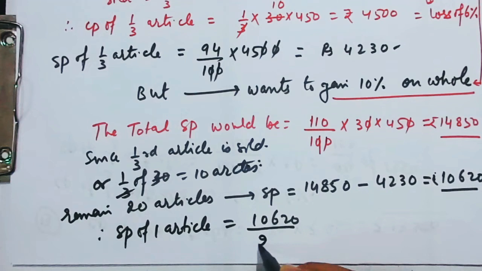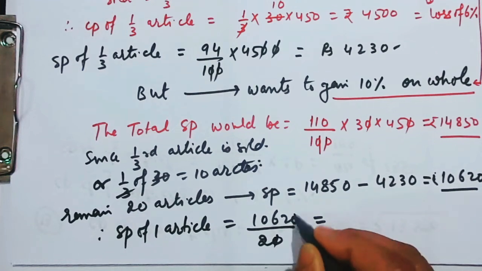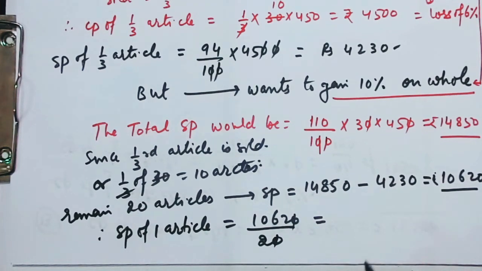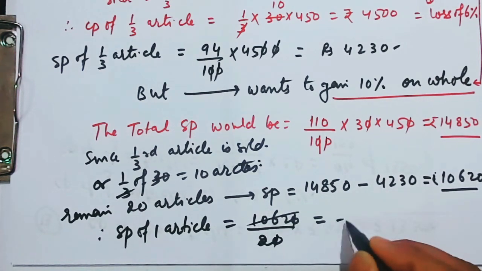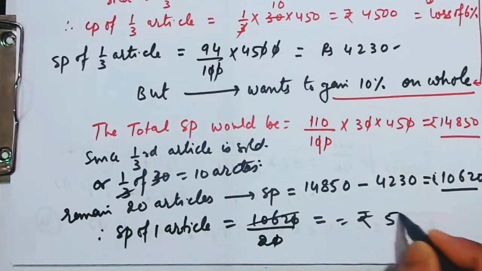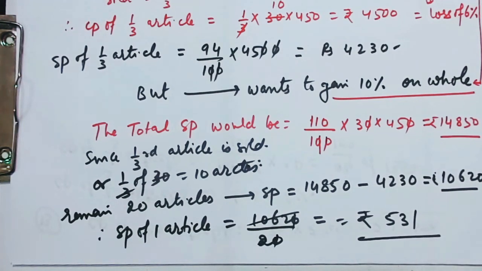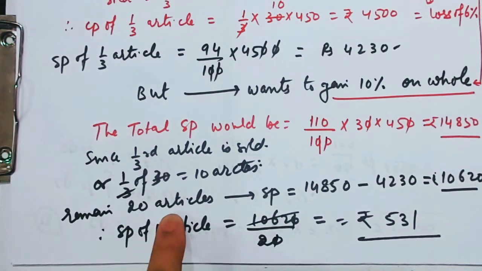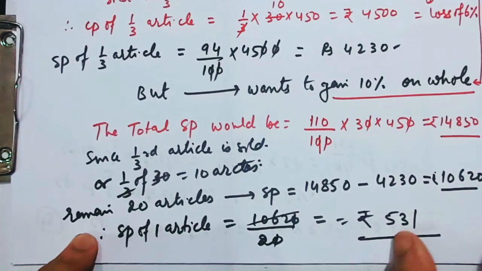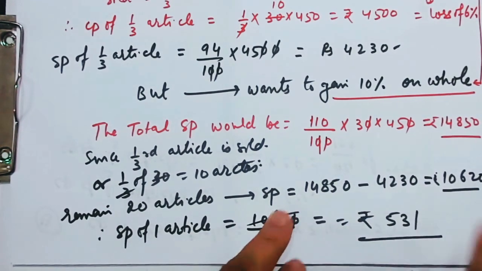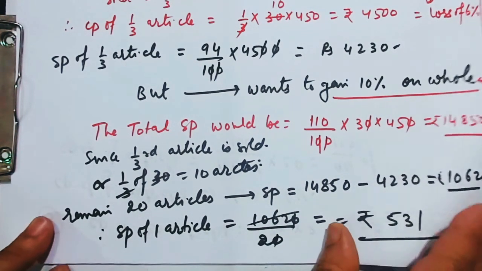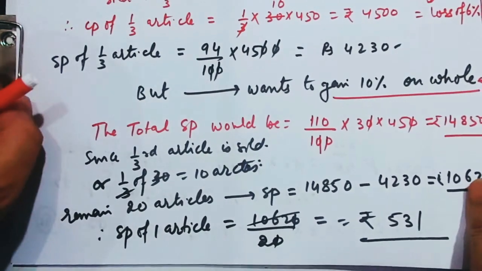10620 divided by 20 will give you how much? So will give you rupees 531. So each article, the remaining 20 articles or 2/3 article, each one's selling price will be 531.